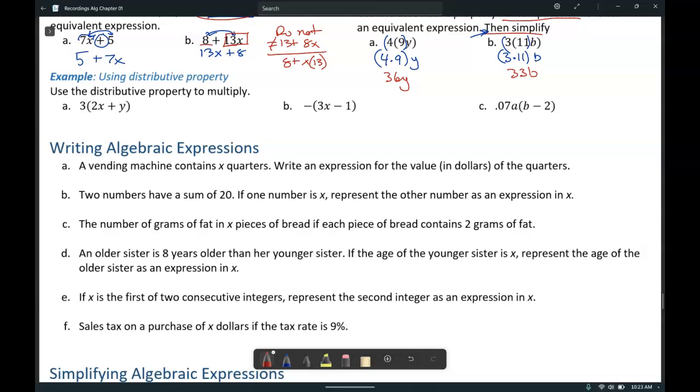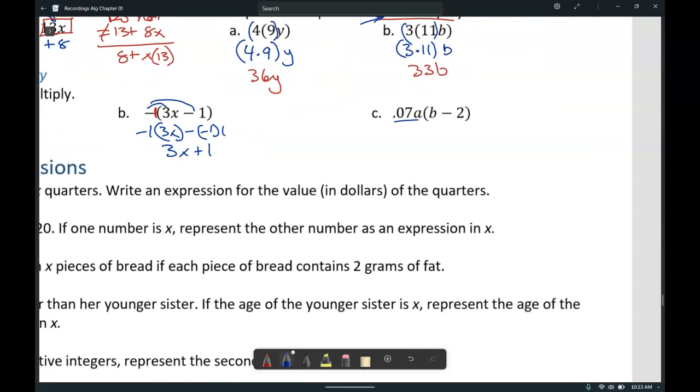Next, we'll cover our distributive property. We distribute over addition, and so we go ahead and multiply 3 times 2x plus 3 times y, which gives us 6x plus 3y. This is assumed to be a negative 1, so we'll distribute that negative 1. Negative 1 times 3x minus negative 1 times 1 gives us 3x plus 1. We have multiple factors, but we can go ahead and we will distribute both of those factors.